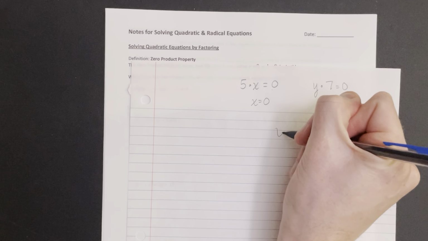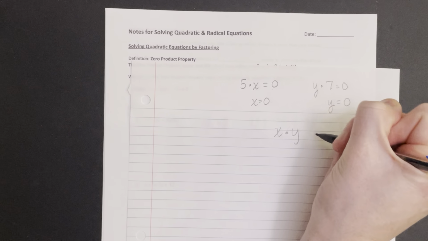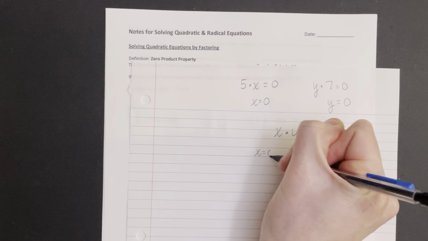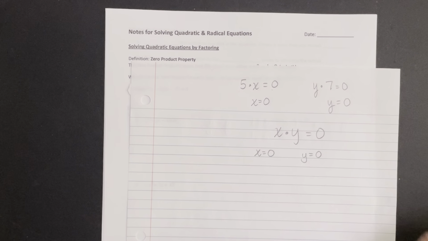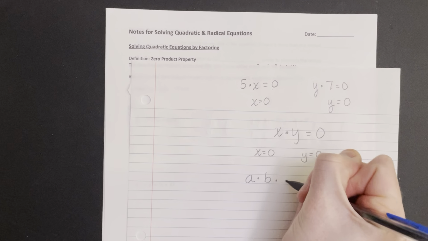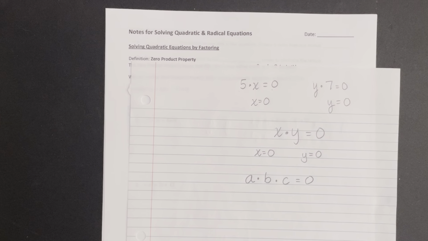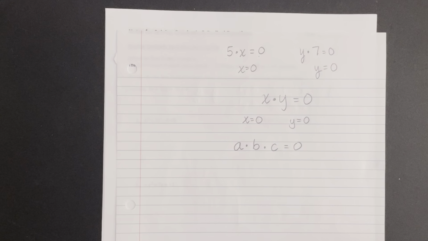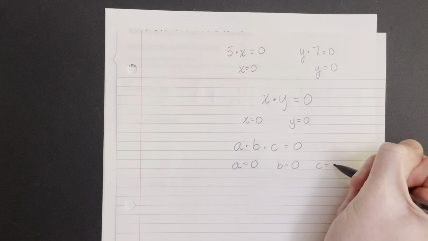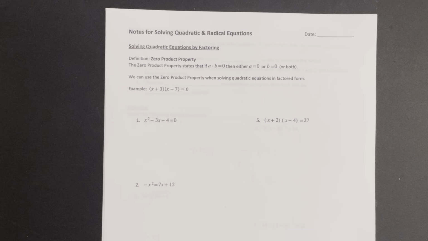But what if we had the product x times y equals 0? These are two unknowns, and the only way that a product would equal 0 is if one of those factors is equal to 0. And this applies if you had even more than one factor. So if I had a times b times c equals 0, the zero product property states that at least one of these factors must equal 0. So we're going to use that property in solving equations.